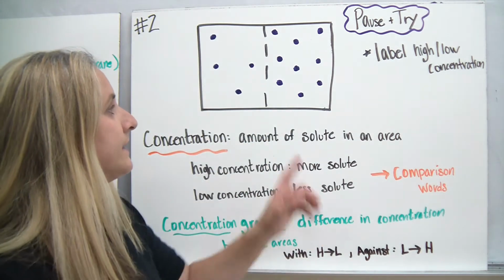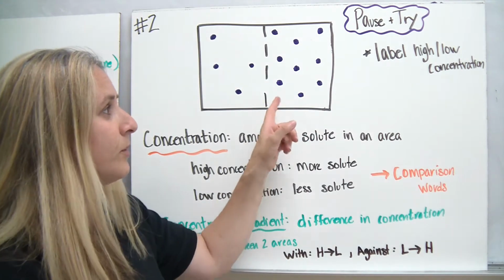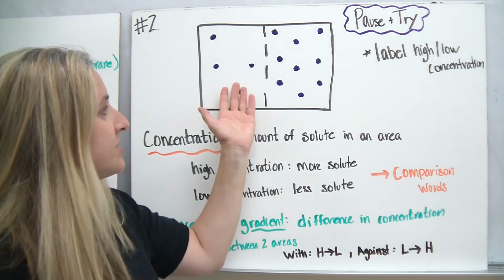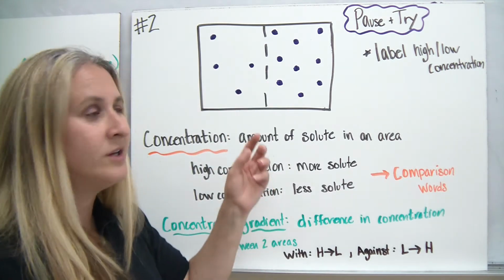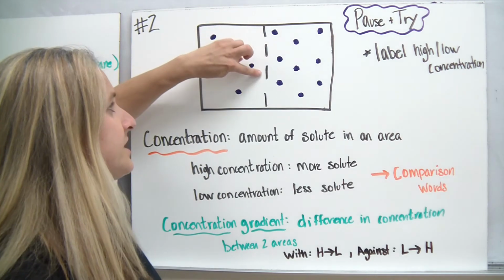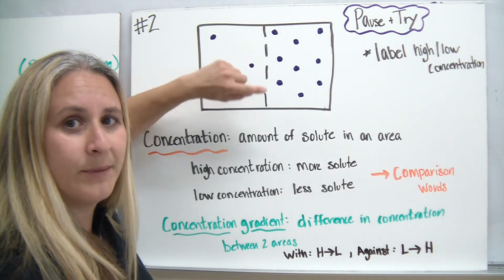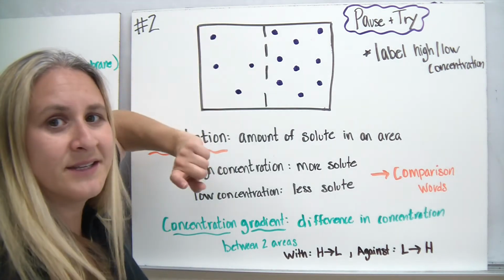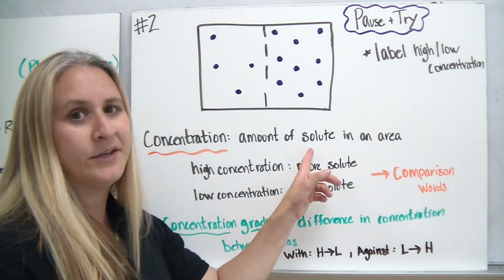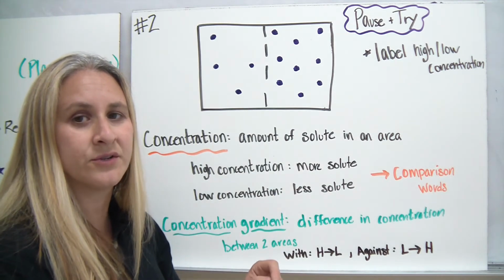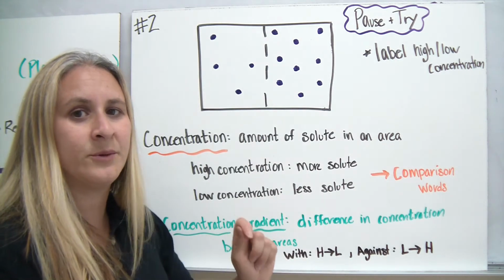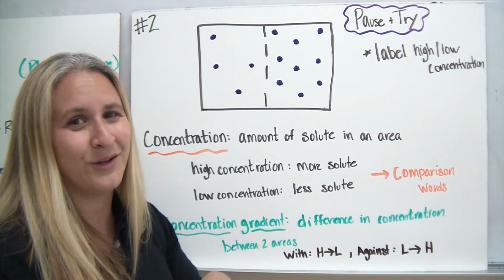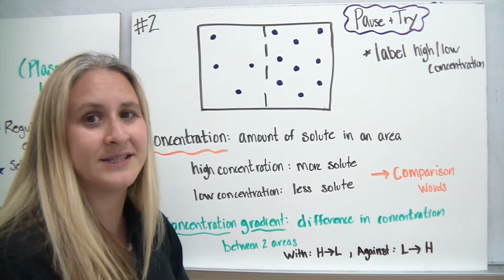I'd like you to pause and try, after we discuss this for a moment, labeling which side is a high concentration and which side of this membrane has a low concentration. Remember, this particular dashed area represents the cell membrane and the pores in between, and the purple dots in this case are going to represent our solutes, or the things that got dissolved in the solution. So I'd like you to label one side with an H and one side with an L, depending on which side you think has a high or a low concentration. So why don't you pause and try and see how you do.